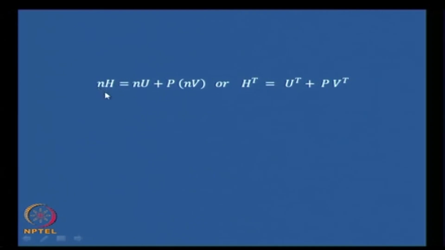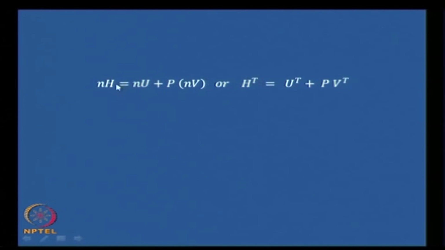Therefore we can write NH, the total enthalpy, equals Nu plus PnV. Remember H equals U plus PV, and this is for n moles of a pure component.